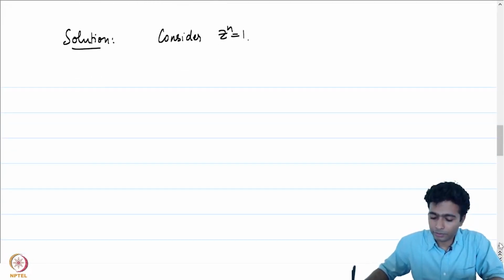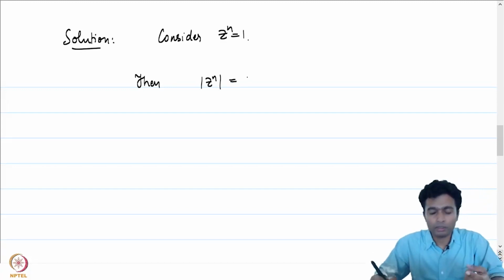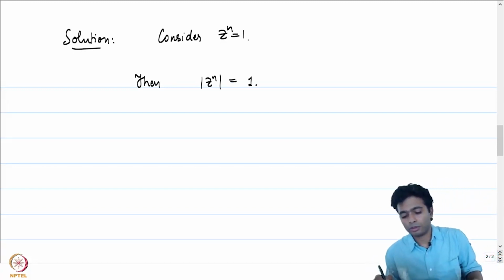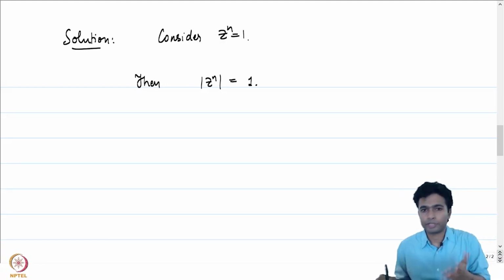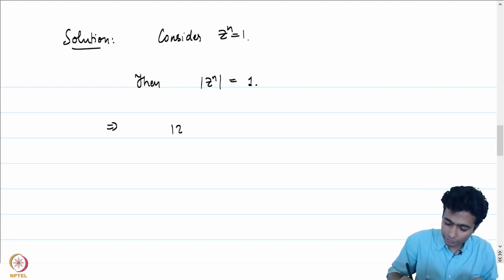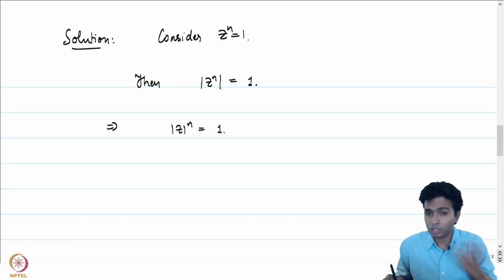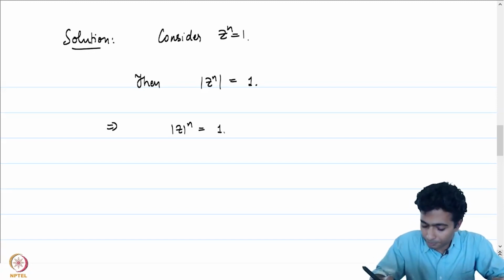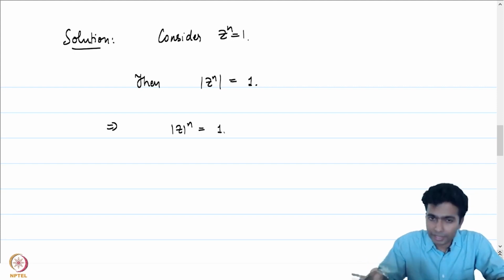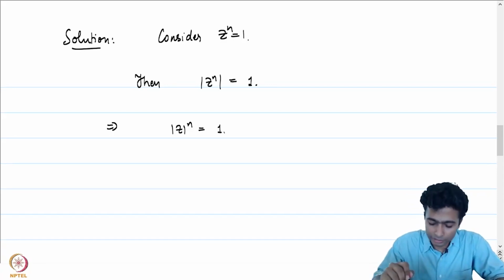Taking the absolute value, what do we have? Then absolute value of z to the power n is equal to the absolute value of 1, which is equal to 1. What do we know about the absolute value of z1 times z2? That's going to be the absolute value of z1 times the absolute value of z2. So this implies that mod of z to the power n is equal to 1. But then mod z is a real number. What are the real numbers whose powers will be equal to 1? It could be either 1 or minus 1. These are the only two possibilities when mod z is being considered.